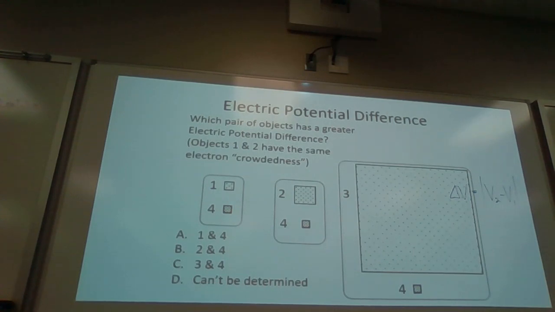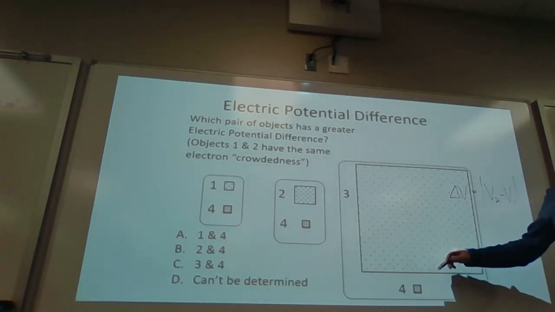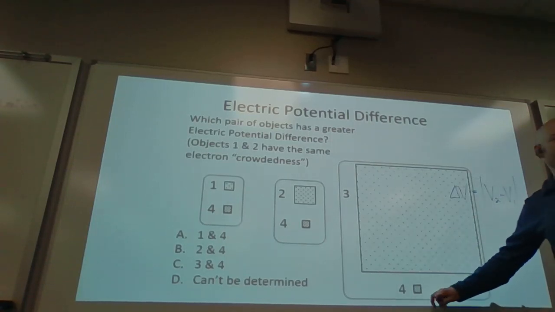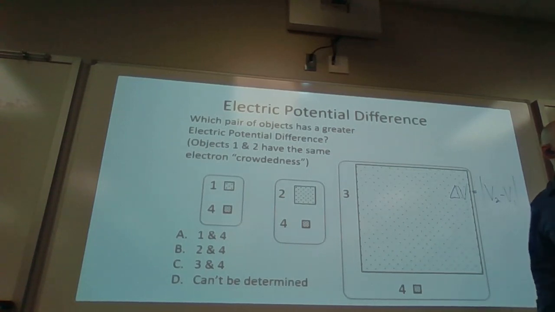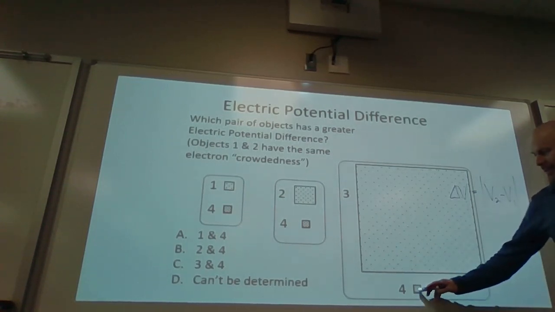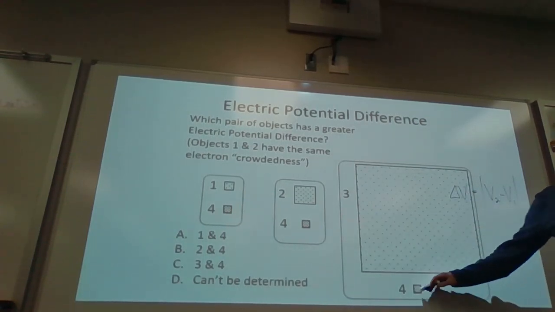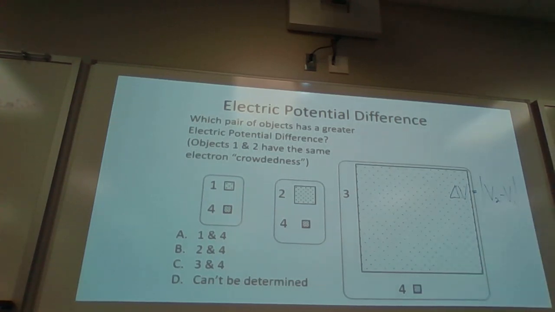What is it? Correct answer is C. This has a bigger contrast, a bigger difference in crowdedness. This is really crammed together. This is spread out. It's a bigger electric potential difference between this and this.